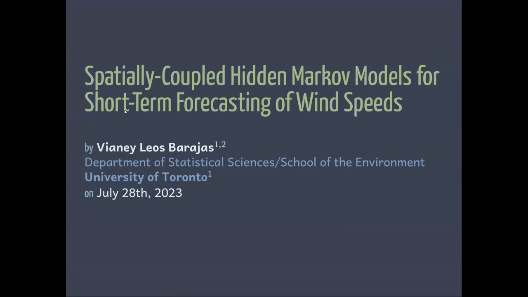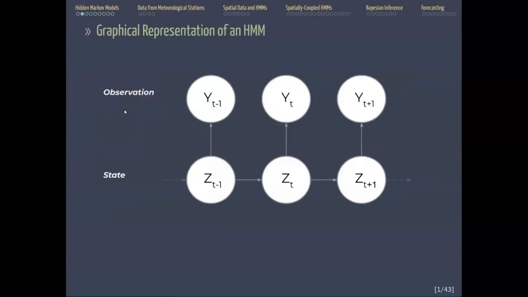So today I'm talking about spatially coupled hidden Markov models for short-term forecasting of wind speeds. It's a bit more in progress than I would have hoped by this point in the summer. In general, I work with hidden Markov models.